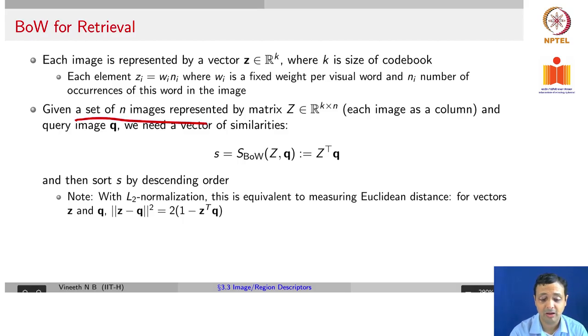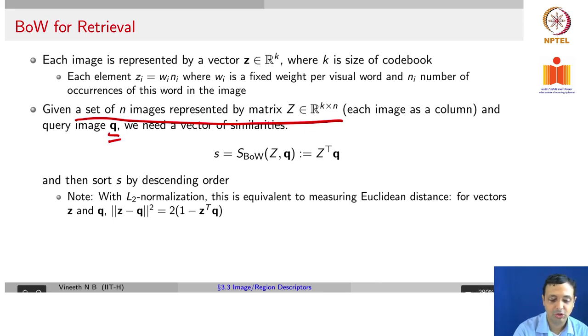So given a set of n images in your repository, in your reference images, which are represented by a capital Z in R^(k cross n). Remember, there are going to be k visual words and n such images. For each image, you would have a k-dimensional vector. And then n such images becomes k cross n.